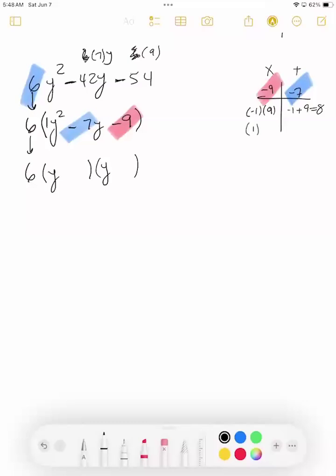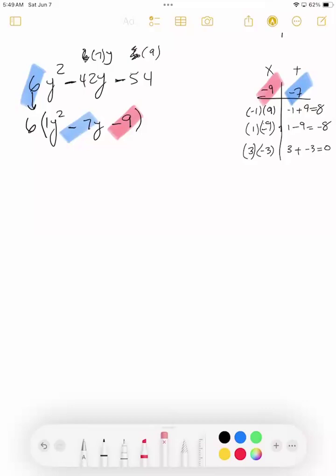How about 1 and -9? When you add, you get -8. How about 3 and -3? When you add, you get 0. So I can't factor it this way. This is the best I can do for this problem. This part of it was prime, so I can't factor it any further. So you always try to factor further if possible.